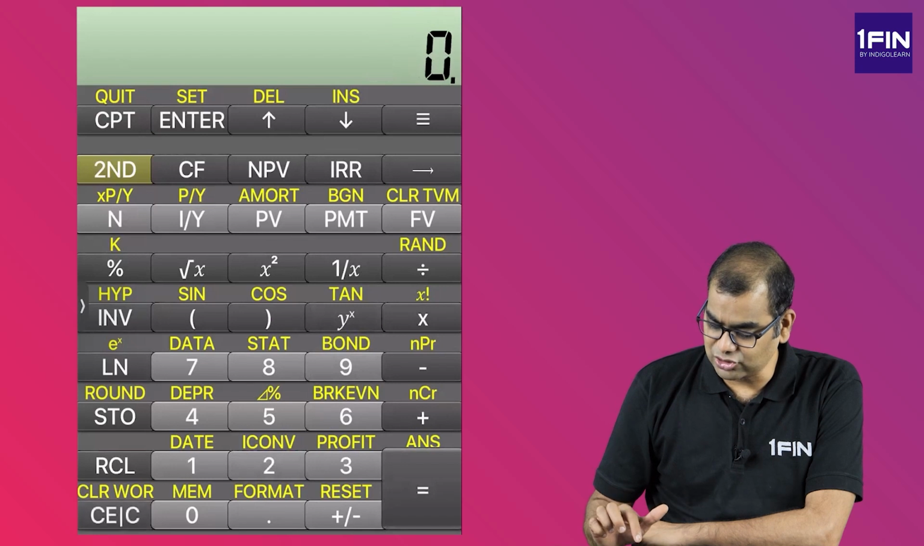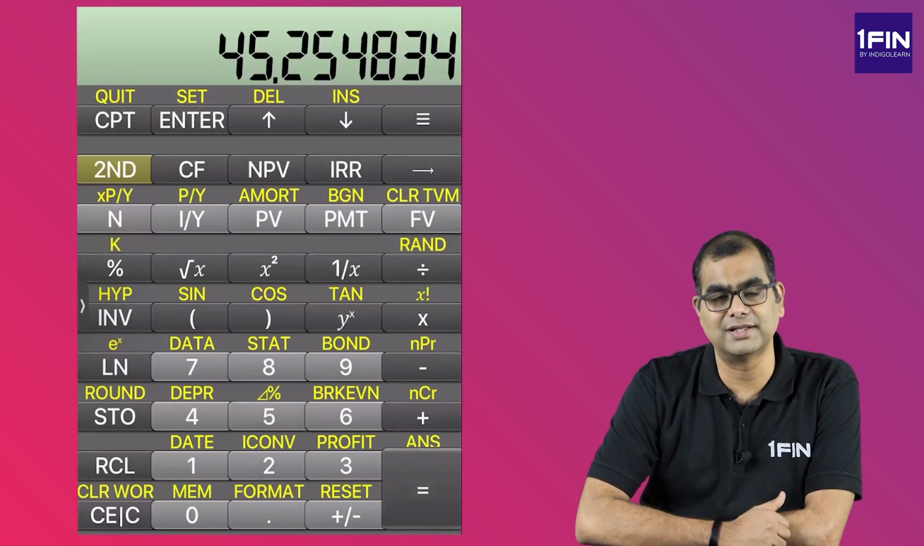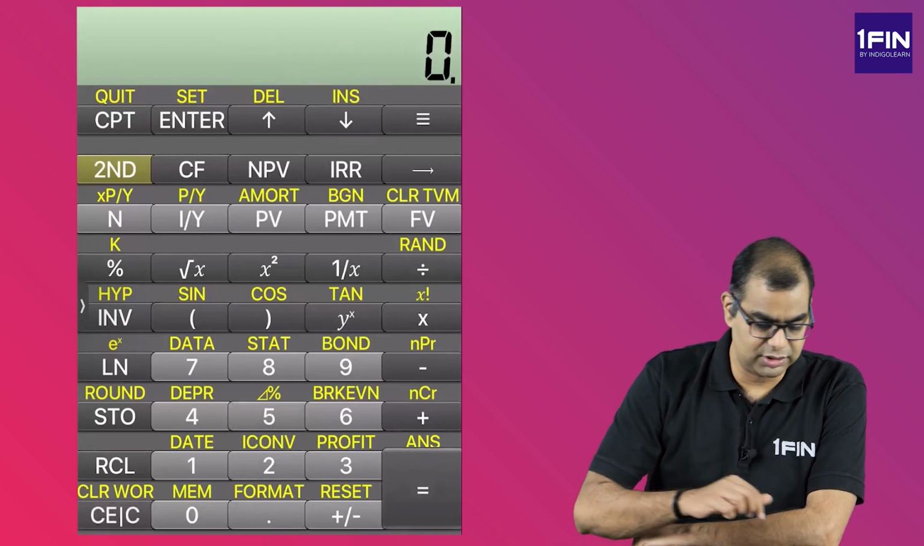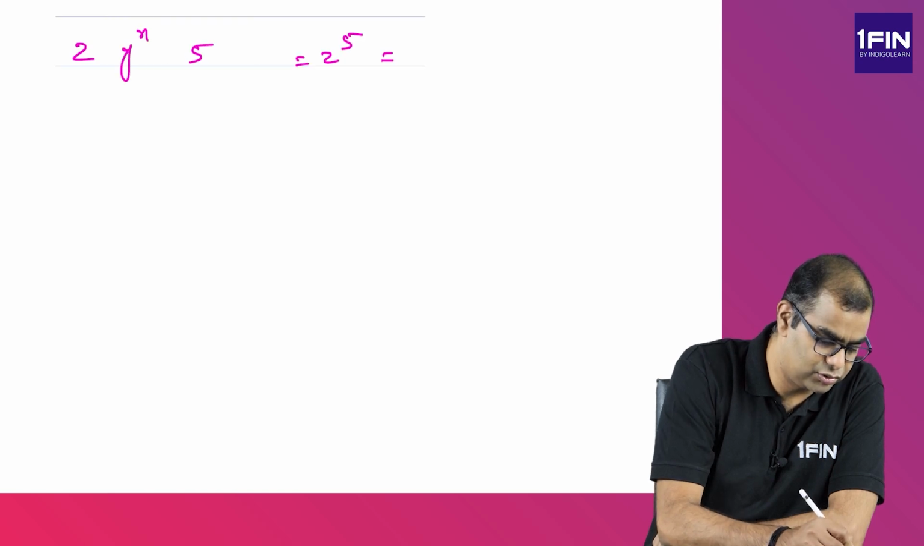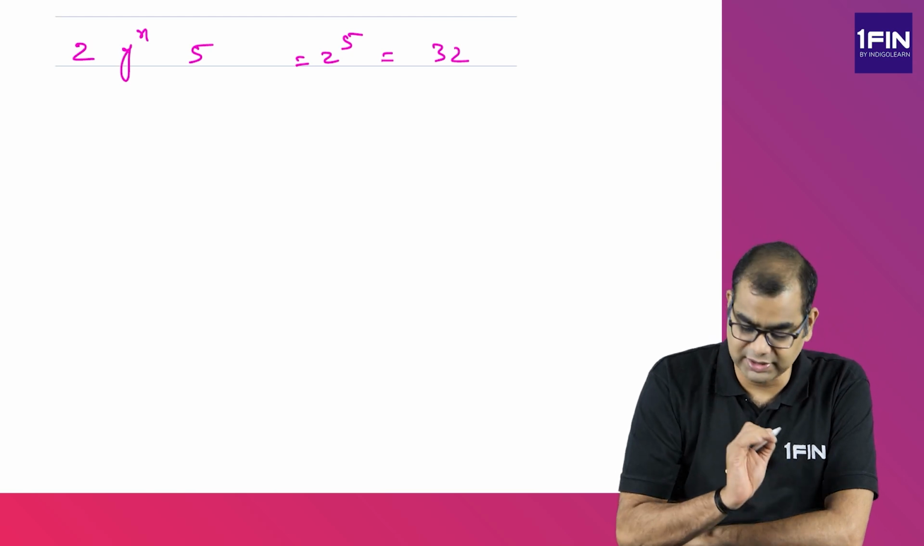So you can actually compute very easily 2 power, let's say 5.5. You'll get an answer, right? So what are you basically doing? 2 y par x 5 is equal to 2 par 5, which is 32. This is how you get the answer. Okay, this is the first one.